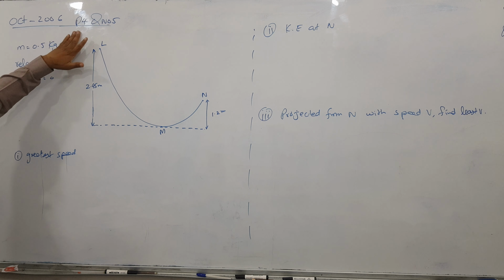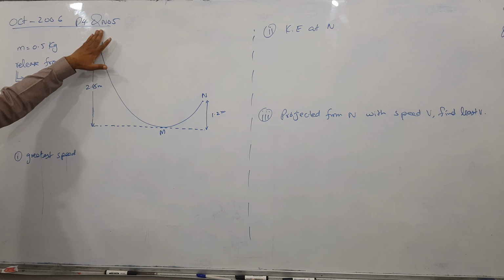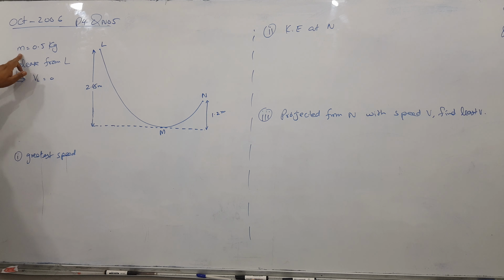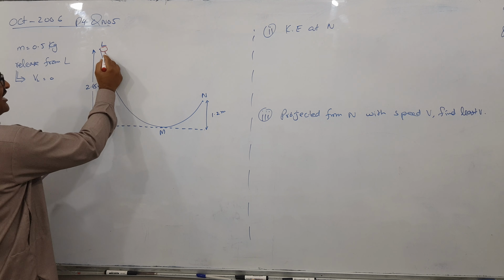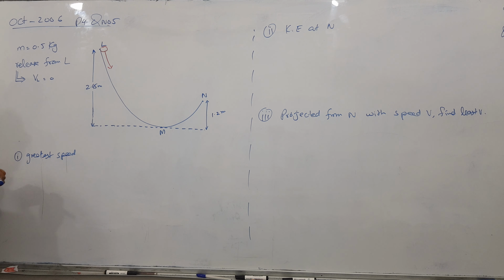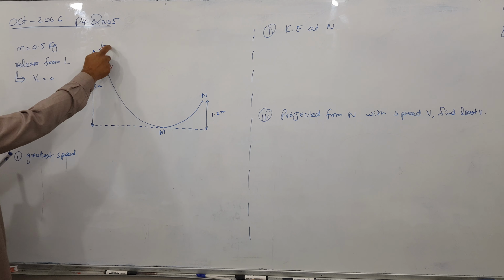October 6, paper 4, question number 5, topic is work, power, energy, A levels. So the mass given here is 0.5, released from L. It means a particle is placed here and it is released, so naturally it starts this way. Whenever release comes, it means the starting speed is 0.